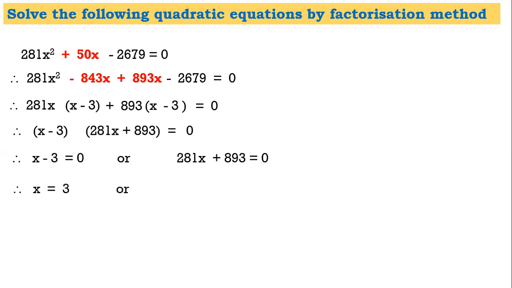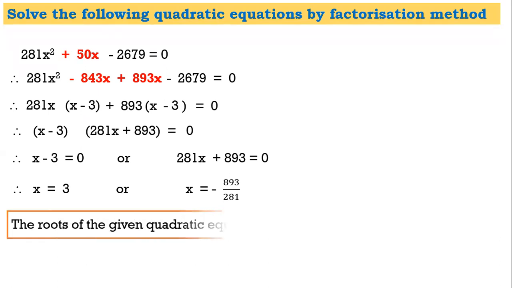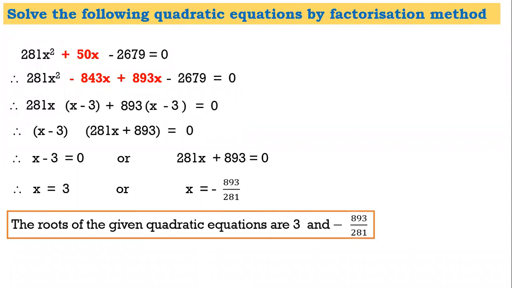Then x will be 3, or x would be, plus 893 goes that side, becomes minus 893 upon 281. Then the final statement: the roots of the given quadratic equation are 3 and minus 893 upon 281. I hope this sum is clear.